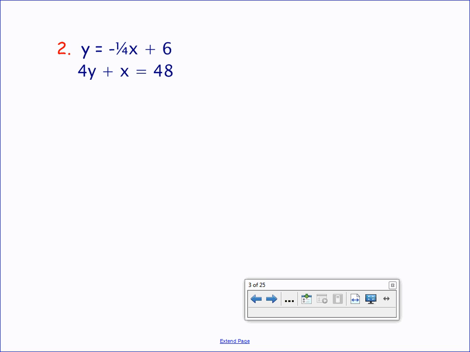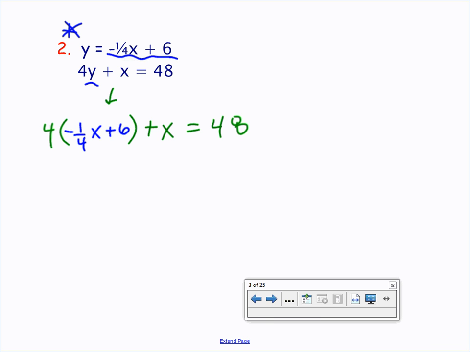Ian? Substitution, I'm down. It looks like that first equation is already solved for one of the variables. I'll go ahead and use the substitution method because y is already by itself. I'll rewrite that second equation, except everywhere I see a y, I'm going to substitute in that expression, negative 1/4 x plus 6. So let's rewrite that. 4 times y plus x equals 48. And in for y goes negative 1/4 x plus 6. So we'll go ahead and distribute.